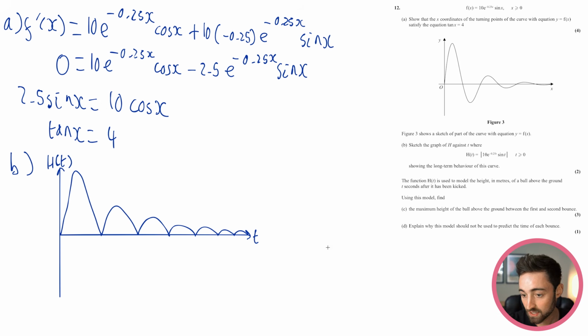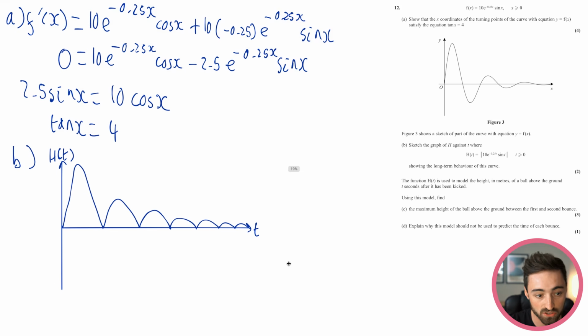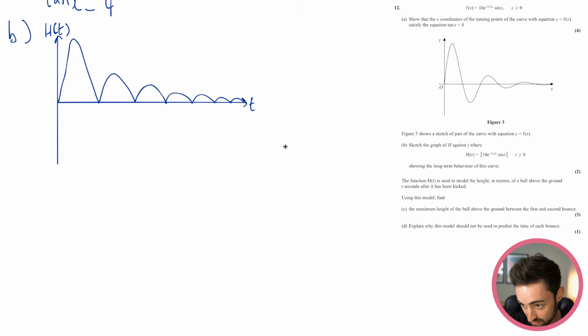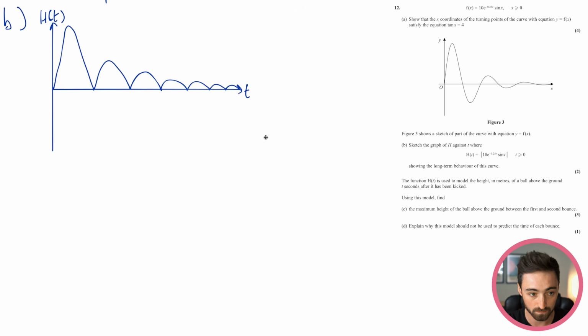This is too. Okay, the function h of t is used to model the height in meters of a ball above the ground t seconds after it's been thrown. Using this model, find the maximum height of the ball between the first and second bounce. Okay, that's cool. So think about it. I drop it, it goes here, or I chuck it in the air, whatever. I chuck it in the air, it goes up here, and then first bounce is here, and then the maximum height between the first and second, so what I'm looking for is this thing here, aren't I?